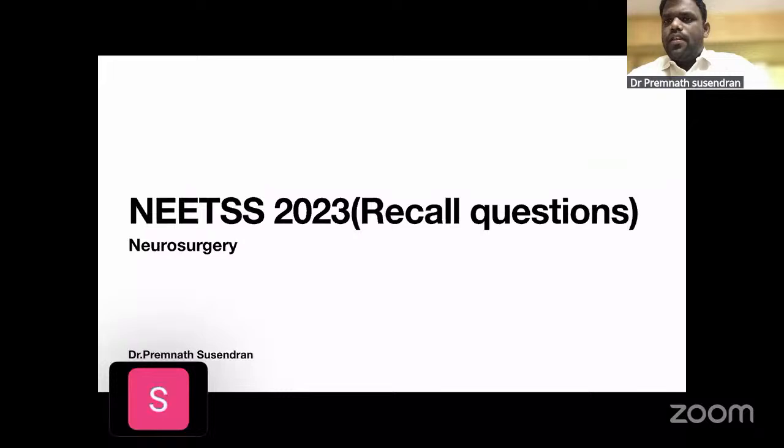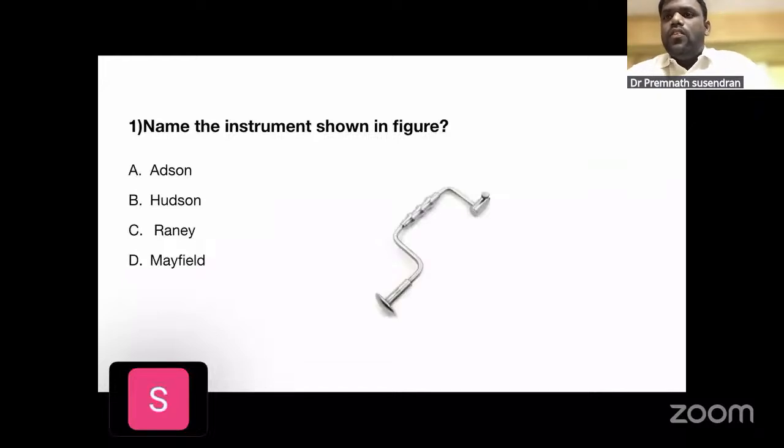Okay. Good evening, all. Today we'll discuss NEET SS 2023 recall questions. It's not exact questions, it's the recall questions given by the previous students who have written the exam. So I'm Dr. Premnath, neurosurgery resident. The first question: name the instrument shown in the figure.